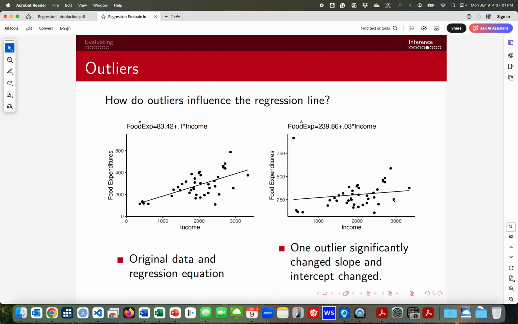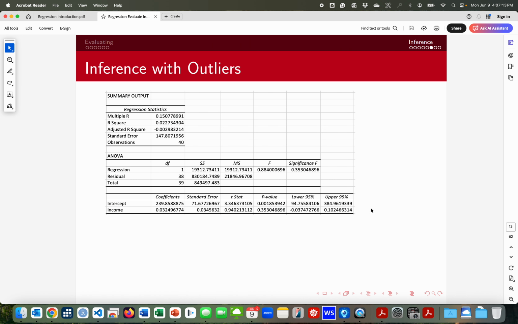So when we're doing our hypothesis testing, if it changed the slope, it's going to change the test statistic. If it changes the test statistic, it's going to change the p-value. If it changes the p-value, it could affect the outcome of that hypothesis test. So notice what happens when we took that one observation and we created an outlier. Our p-value on income increased to 0.35.